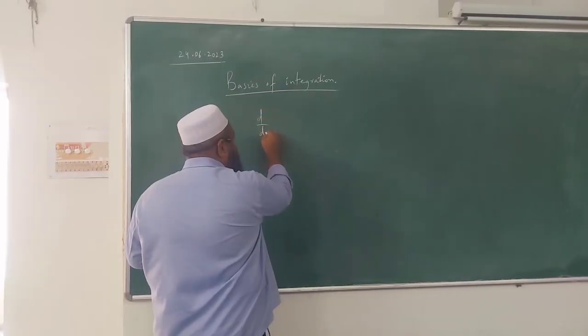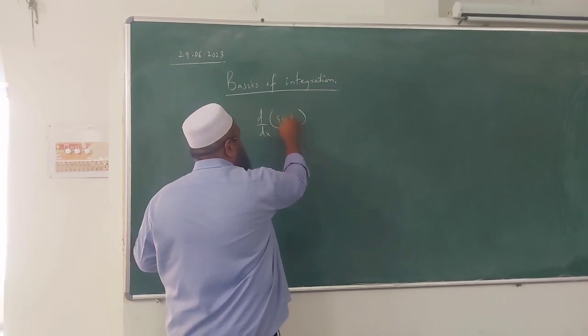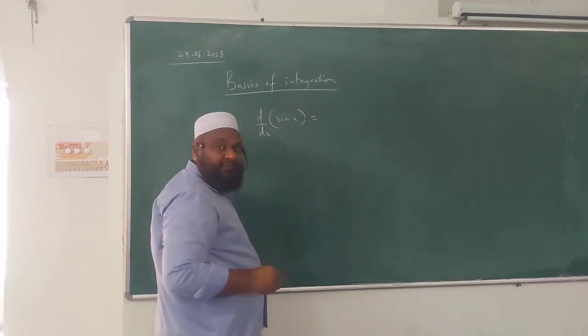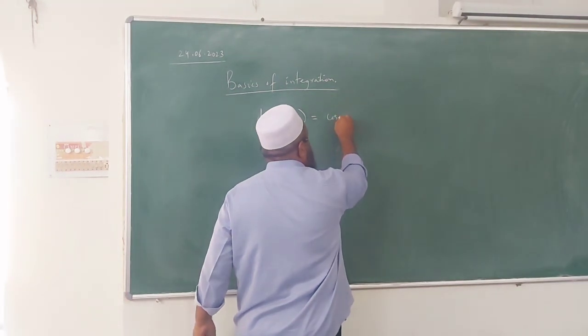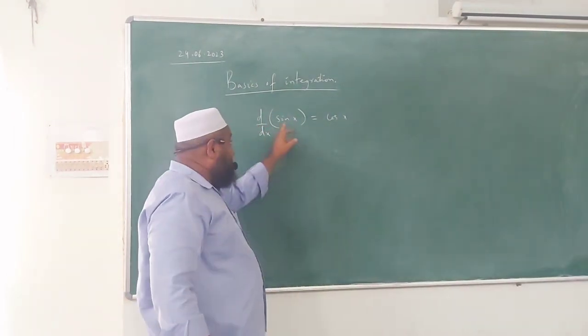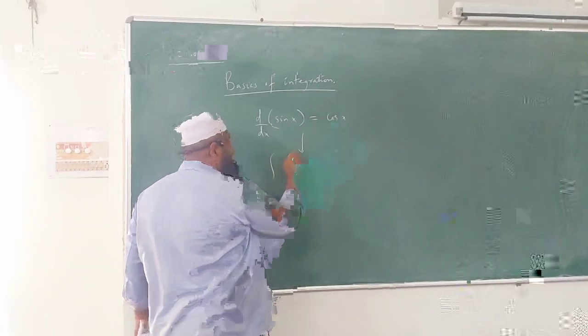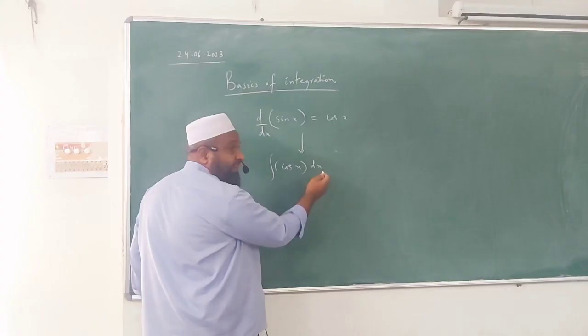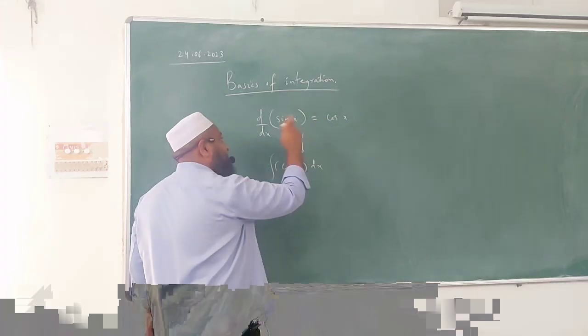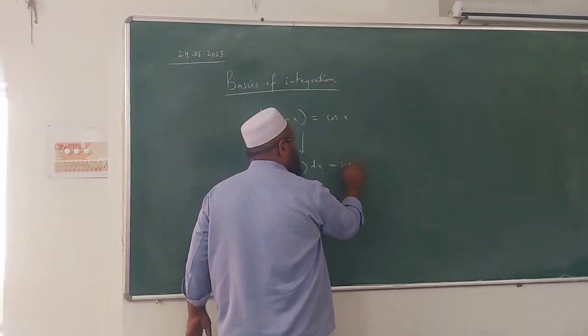we know the derivative of sin x is cos x. When the derivative of sin x is cos x, the antiderivative of cos x is sin x. Instead of saying antiderivative, we call it the integral. So from this equation, we write the integral of cos x dx, and the integral is sin x.